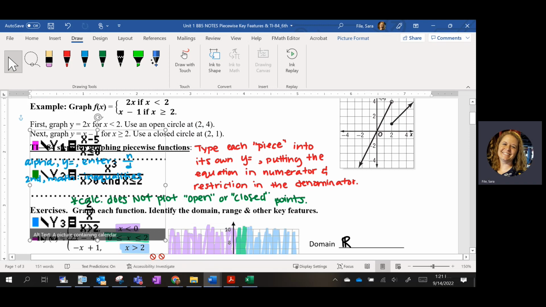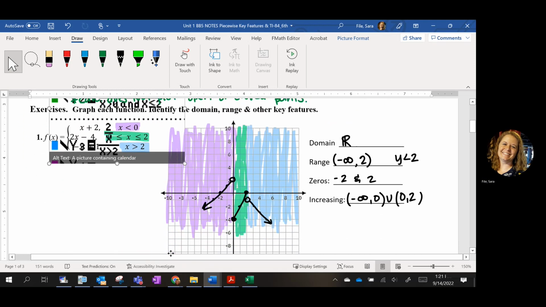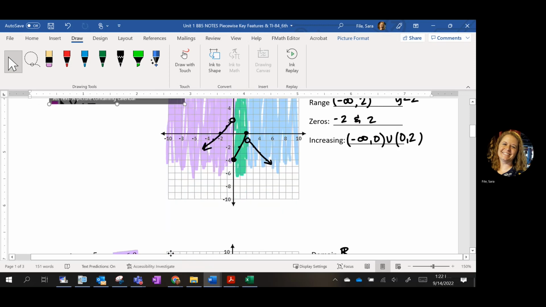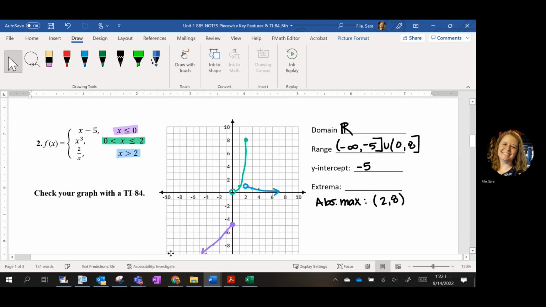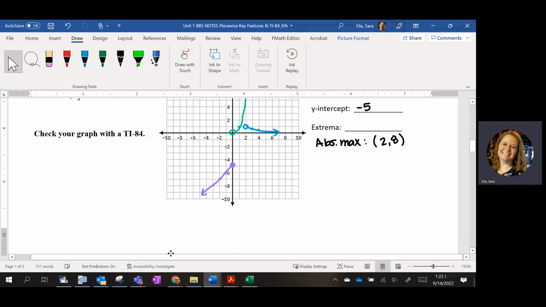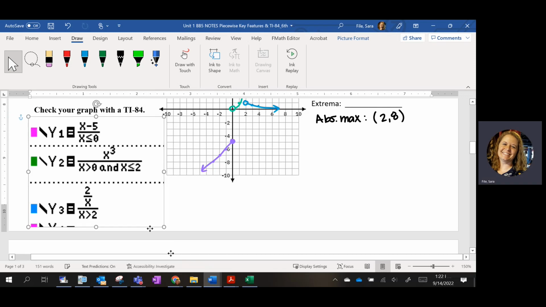Down here by the problem it goes with. All right, so we're checking this in our calculator. This is what it looks like plugged in.